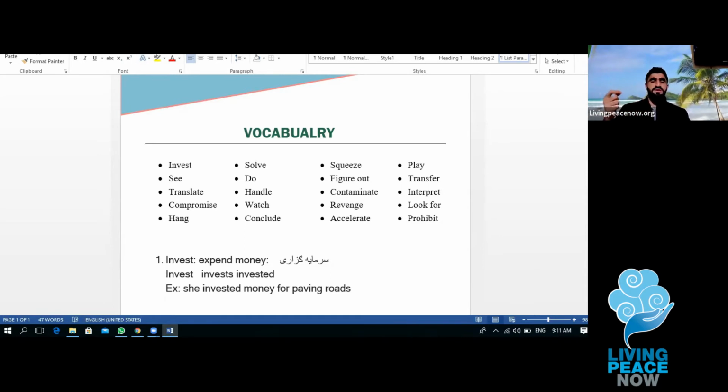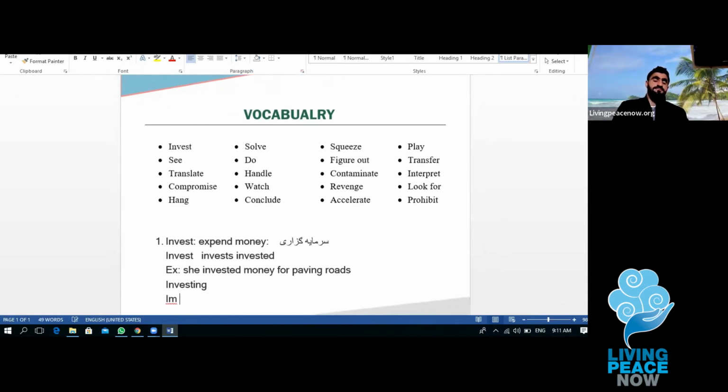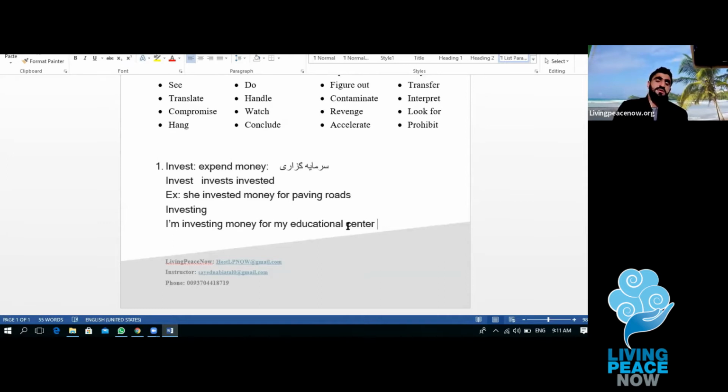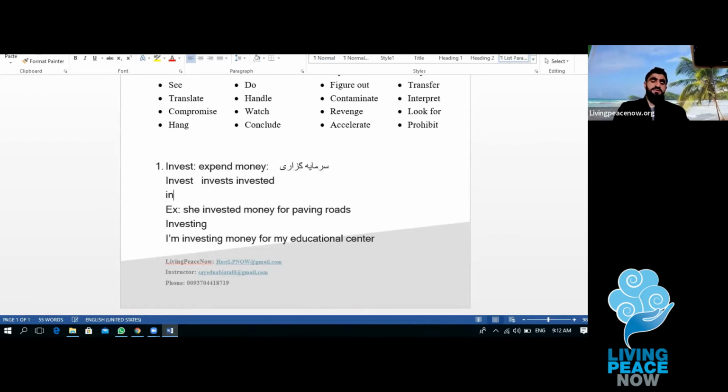You can make many examples. How can we change it to continuous form? Invest, just put ing, investing. For example, I'm investing money. I'm investing money for my educational center. You can use it like this, and also you can change it to gerund form. Just say gerund form, investing.